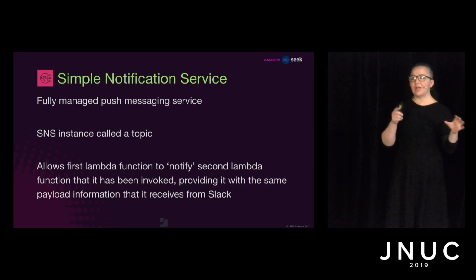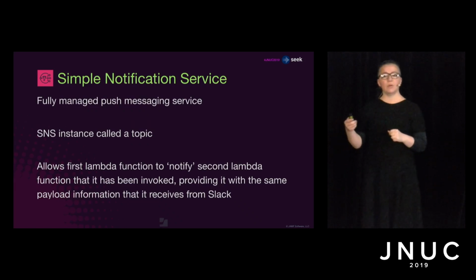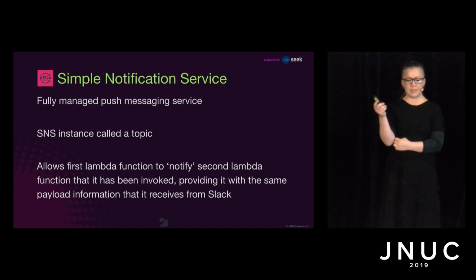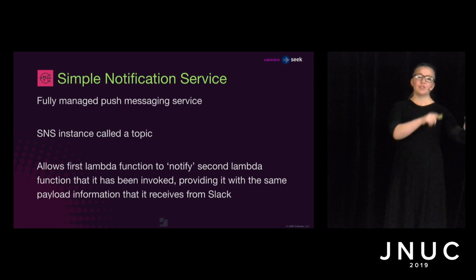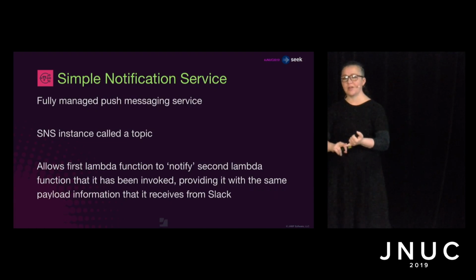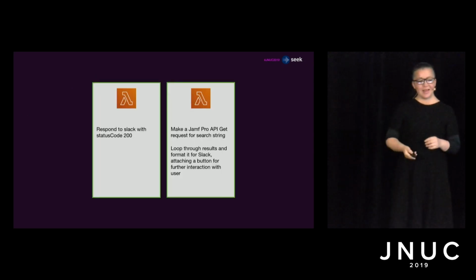So then the challenge is, how does that second Lambda function that has to do all the grunt work know what it needs to do? And SNS is the solution that I've used. So Simple Notification Service, it's a push messaging service. An SNS instance is called a topic. And so it allows that first Lambda function to notify the second Lambda function that it's been invoked. It allows it to give that second Lambda function the JSON payload so that that function knows what the search string is, where it was invoked from, who, what, where, etc.